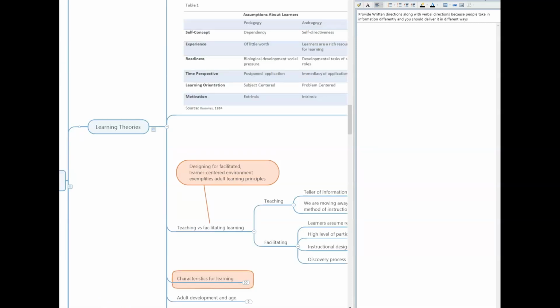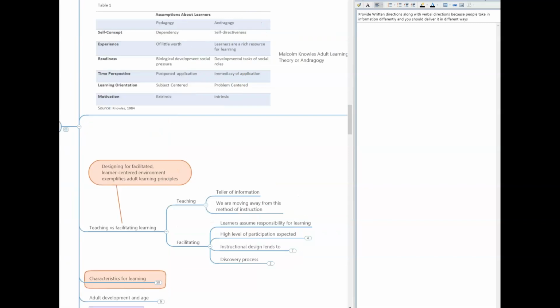Teaching versus facilitating learning. Designing for a facilitated learning-centered environment exemplifies adult learning principles. Teaching is telling of information, and we're moving away from this method of instruction, especially with adults, and moving towards facilitating the learning process. Learners will assume the responsibility for the learning, and there's a high level of participation that is expected in that.